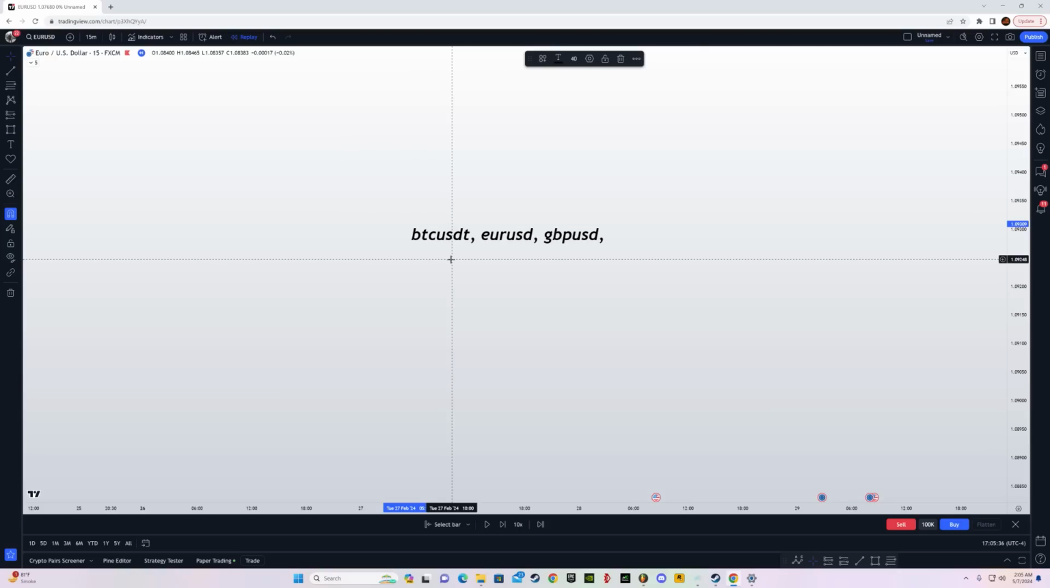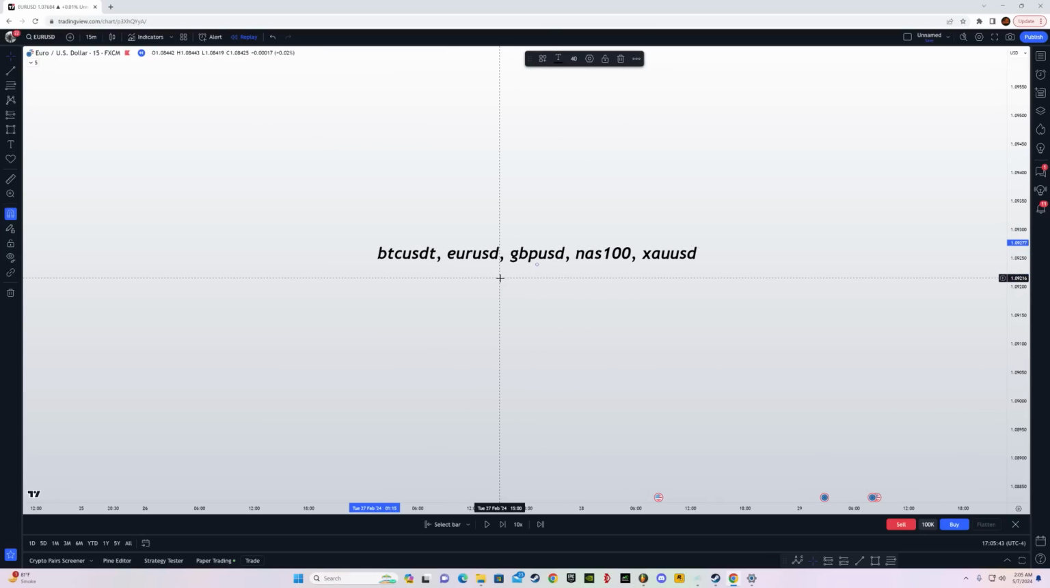So talking about the pairs, I really want you to trade only BTC USDT, EUR USD, GBP USD, NAS 100, and gold. All right, this is all you want to be trading with this model. Please do not trade anything else, otherwise you will get wrecked.